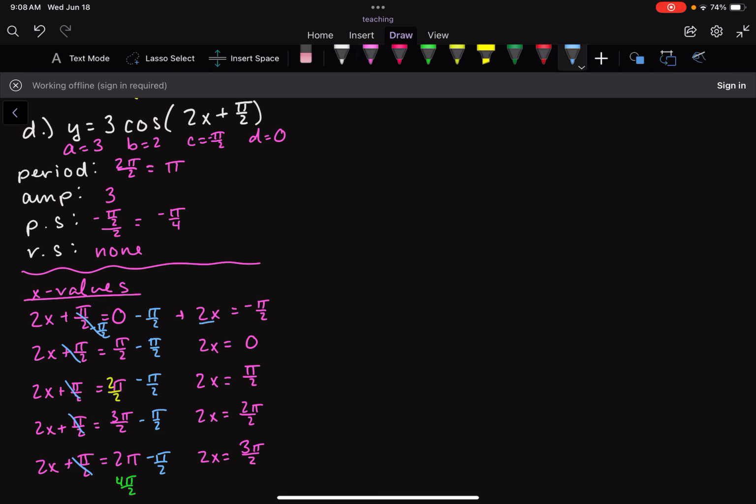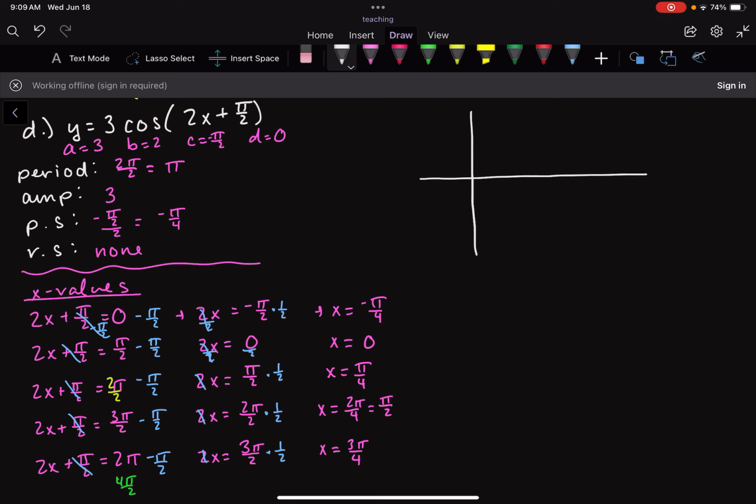Next, I divide by 2 or multiply by 1/2, depending on how you want to view it. So next, I get x equals negative pi over 4, matches my phase shift, so great. x equals 0, x equals pi over 4, x equals 2 pi over 4, which I can write as pi over 2, and lastly 3 pi over 4. So there's my x's. I can go put those on my graph.